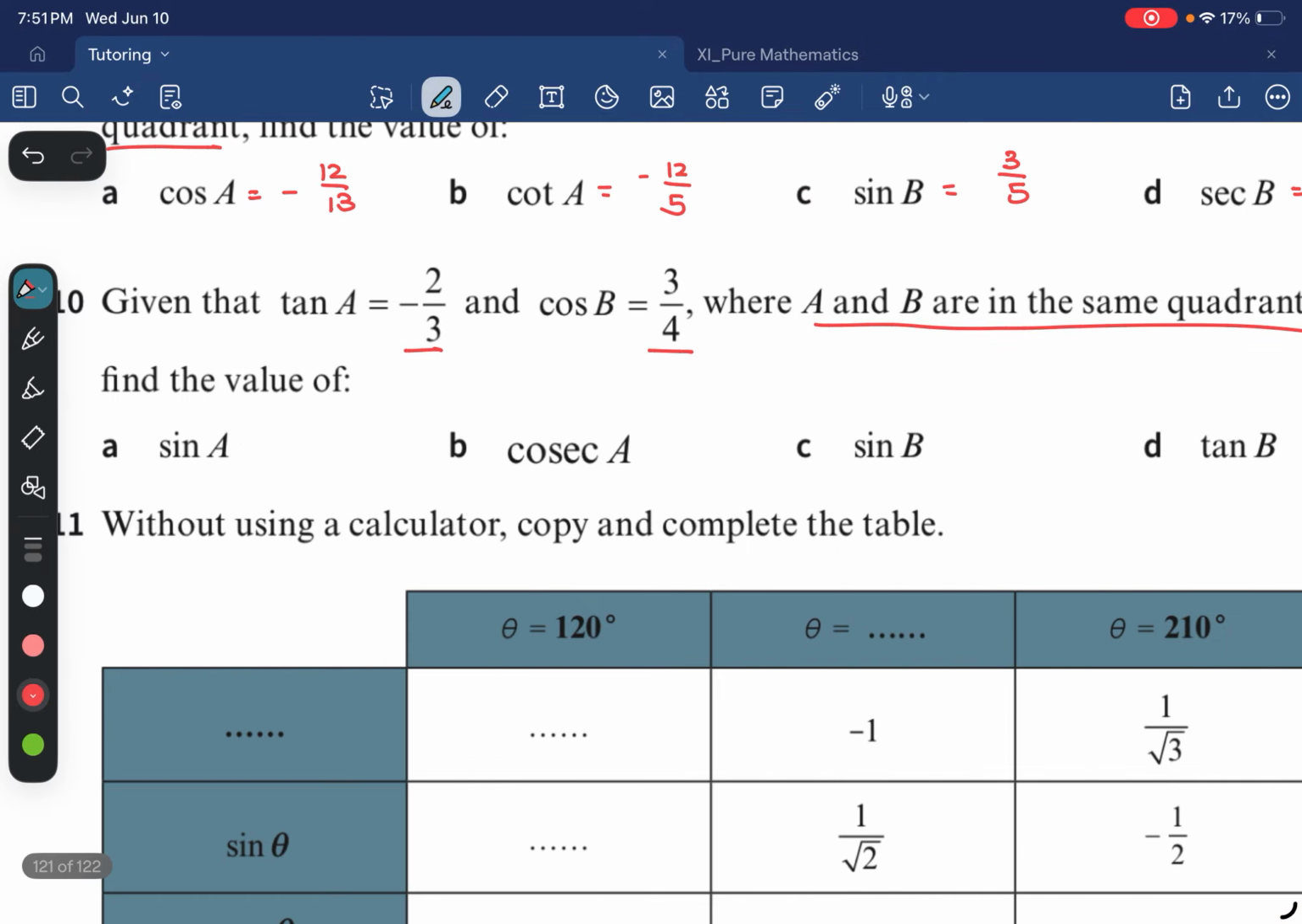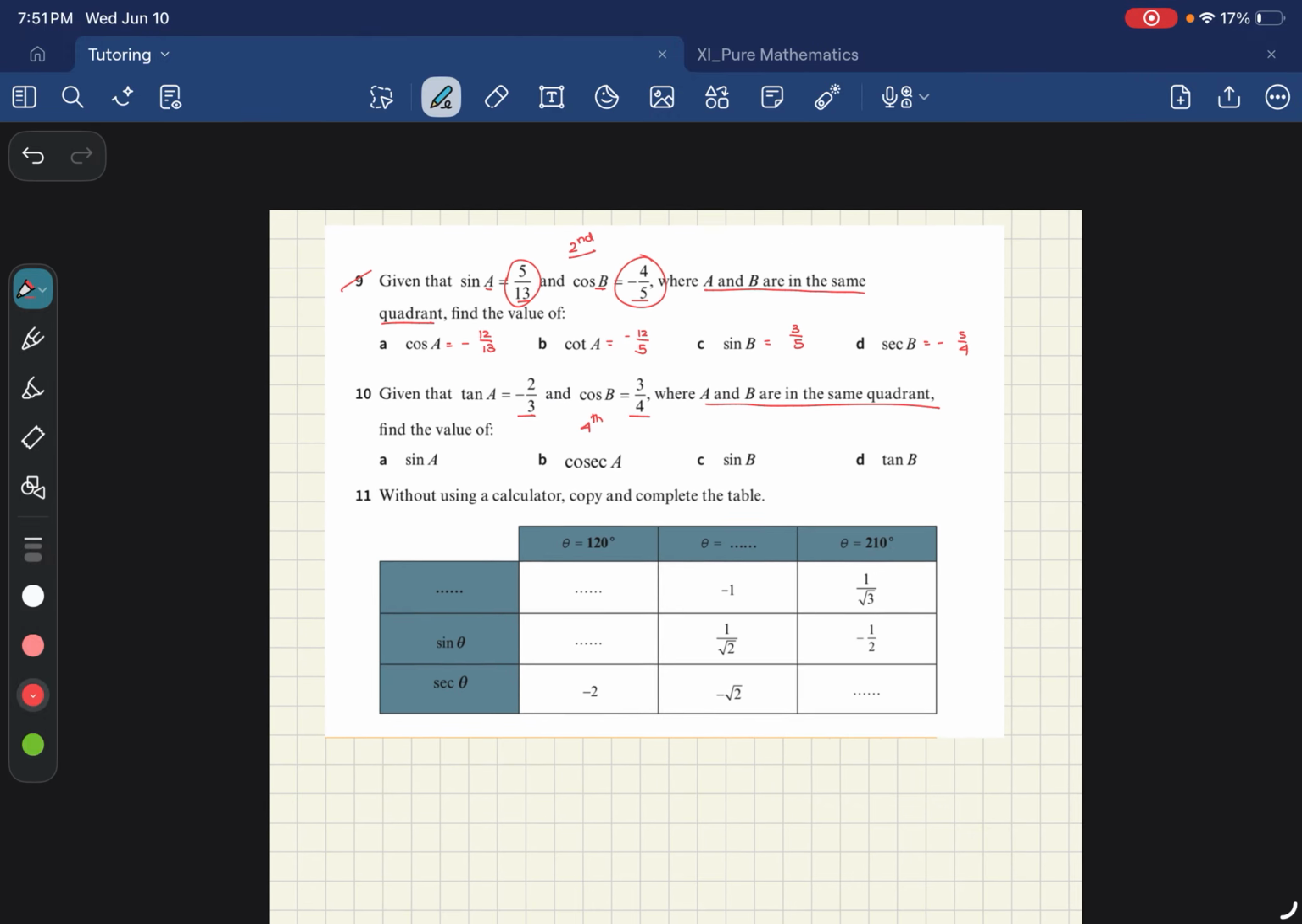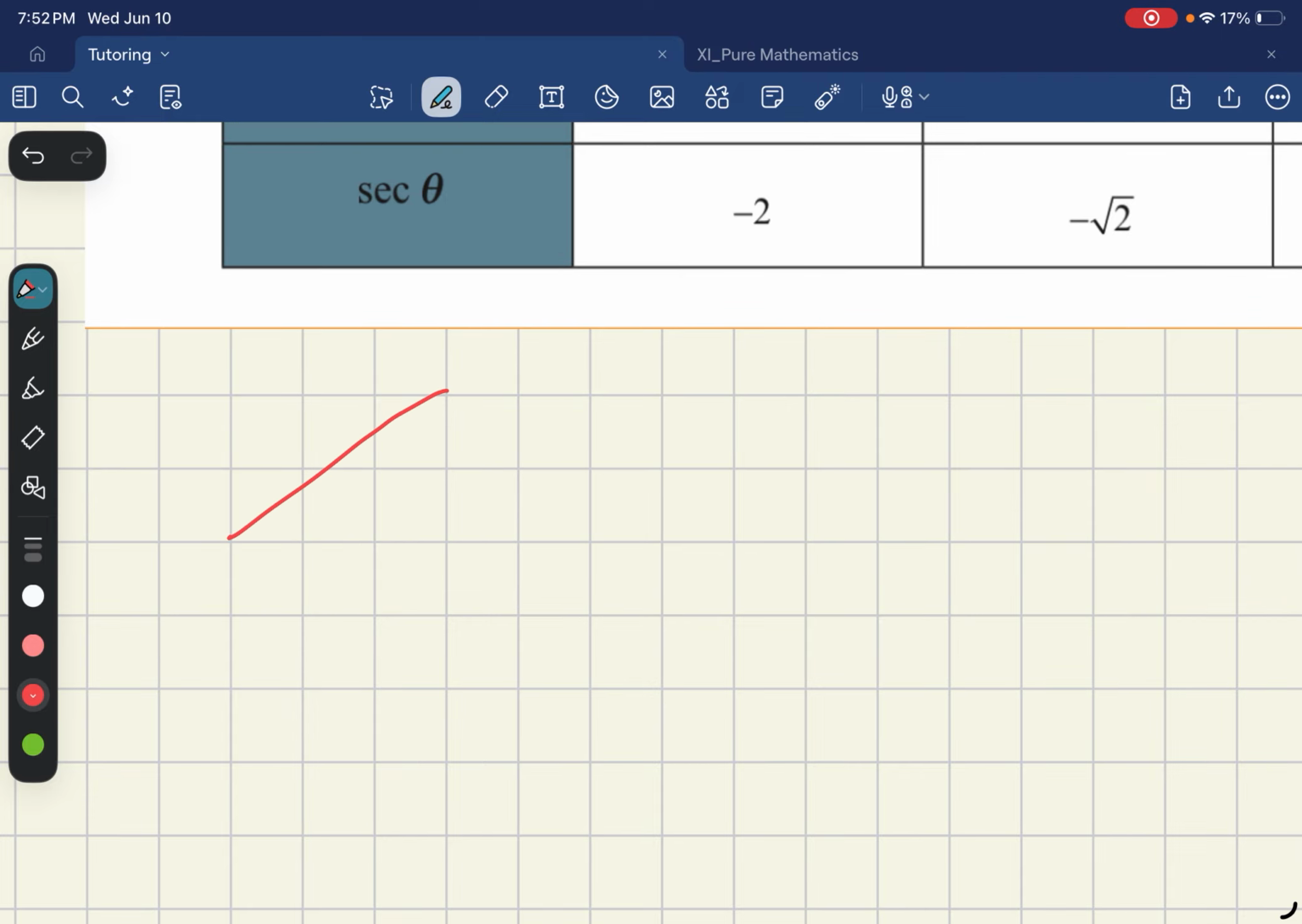Well, if it's not the first quadrant, because tan would be positive as well, so it has to be the fourth quadrant, right? Cosine is positive, tan is negative. That happens in the fourth quadrant. All right. So tan A is negative 2 over 3.